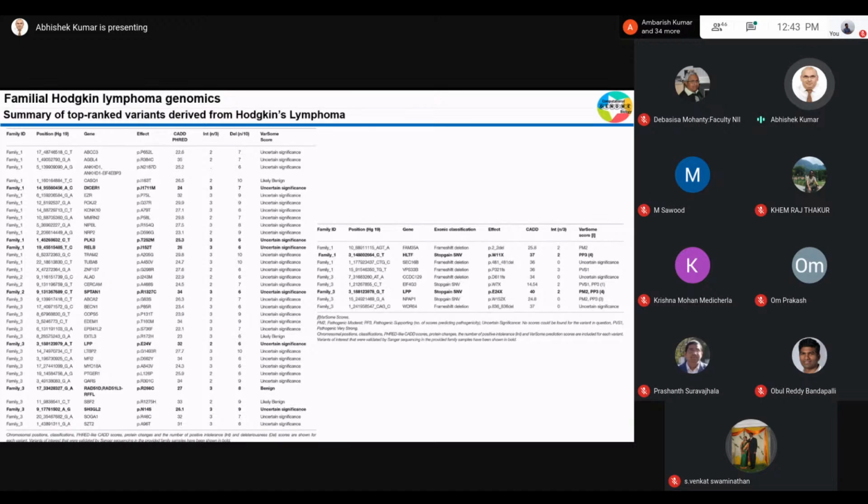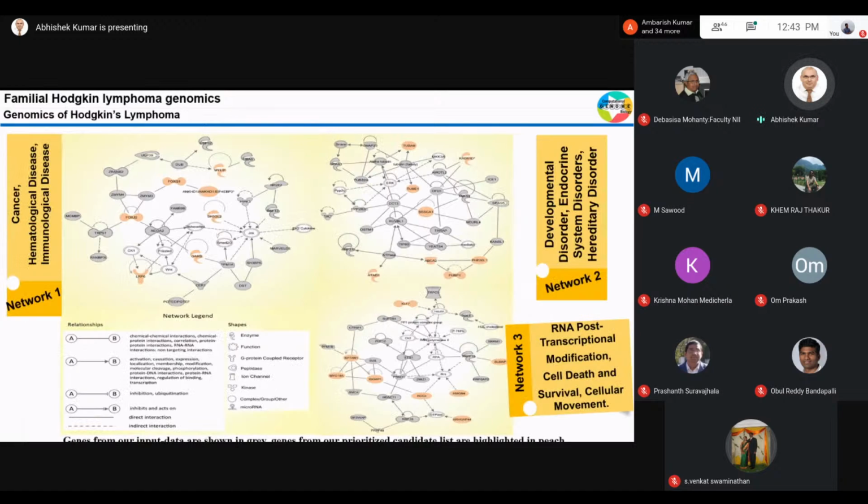So we have listed them, and when we map those high rank mutations on the pathway context, the orange ones are the genes which are affected. So what we see is that cancer and hematological disorder, immunological disorder network was enriched. In the second case, developmental disorder pathways were enriched, and in the third case, post RNA translational modification, cell death and survival pathway was enriched. So the orange ones are the genes where the mutations are mapped.